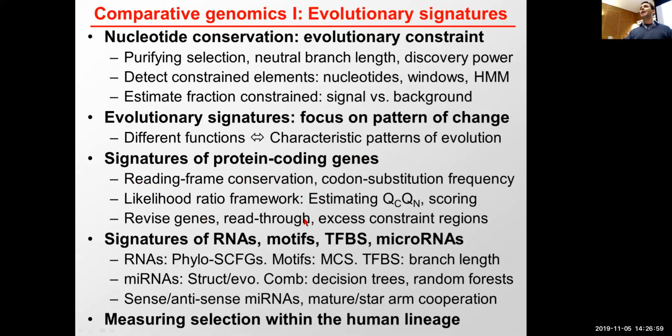We saw how you can get 10 to the 30 difference, even for small regions, between this QC model of the world and this QN, this coding and the non-coding matrices, and then how this concept of evolutionary signatures generalizes to many other domains to discover RNAs, regulatory motifs, individual binding sites, microRNAs, and all the things that you can learn from that.